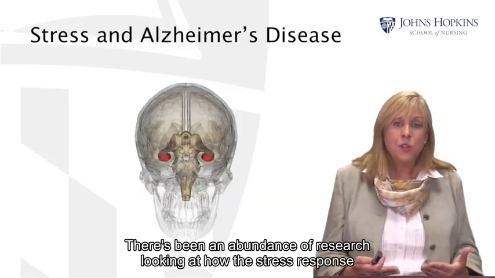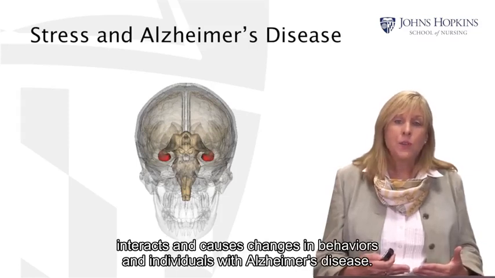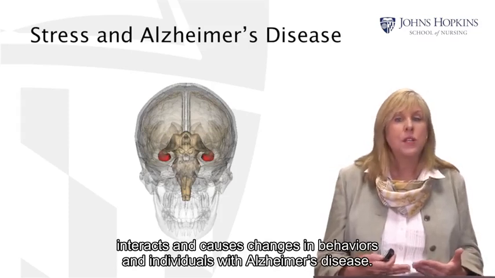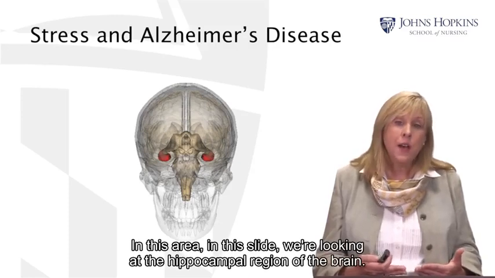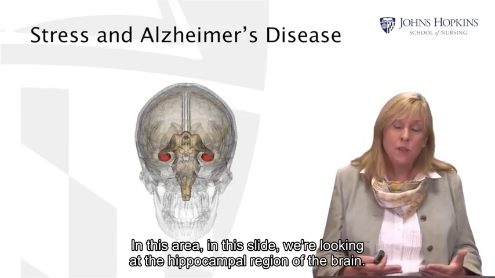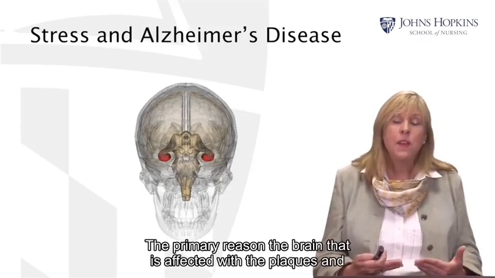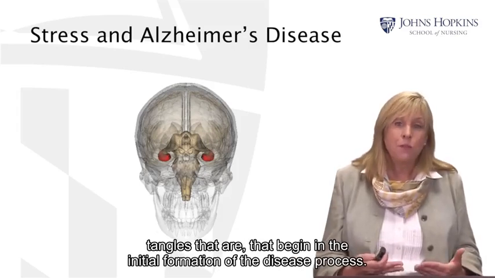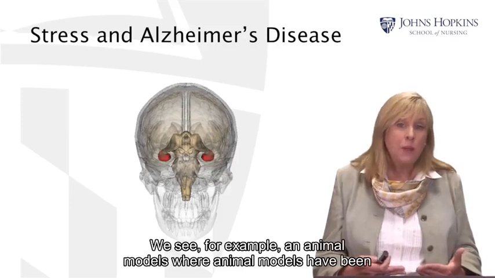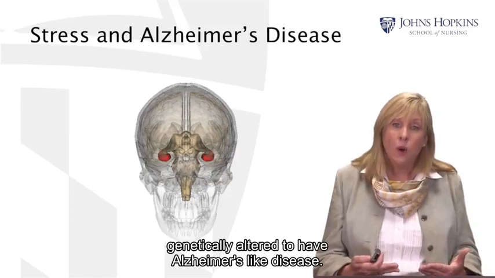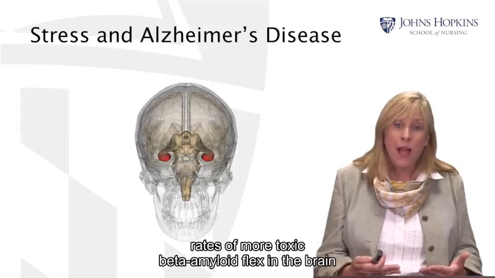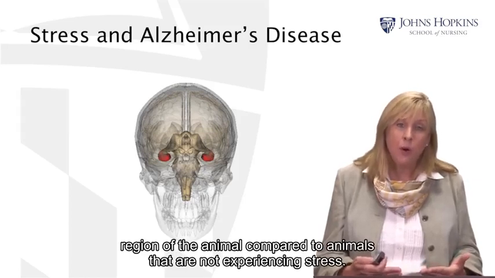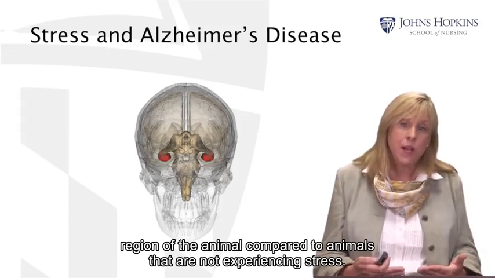There's been an abundance of research looking at how the stress response interacts and causes changes in behaviors in individuals with Alzheimer's disease. And this has been through animal models and human models. In this slide, we're looking at the hippocampal region of the brain, the primary region of the brain that is affected with the plaques and tangles that begin in the initial formation of the disease process. We see, for example, in animal models, where animals have been genetically altered to have Alzheimer's-like disease, that when those animals are under stress, they're more likely to develop higher rates of more toxic beta amyloid plaques in the brain region of the animal, compared to animals that are not experiencing stress.